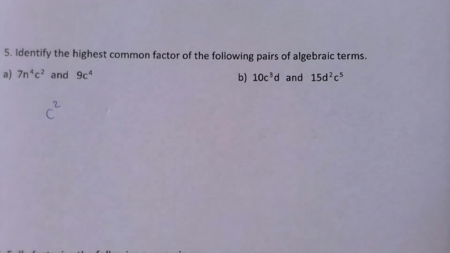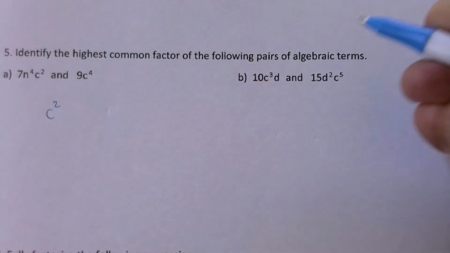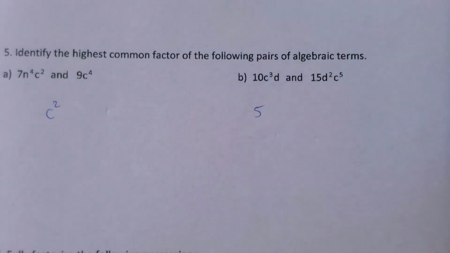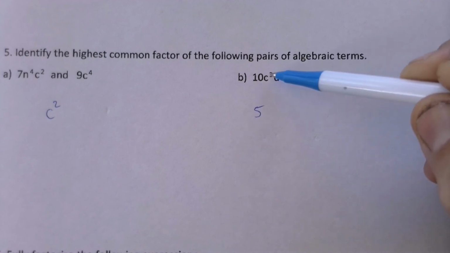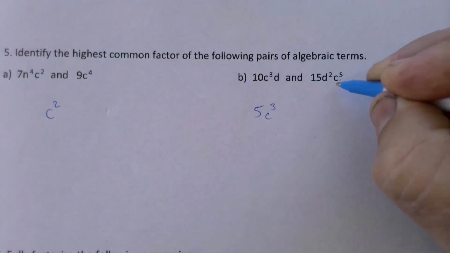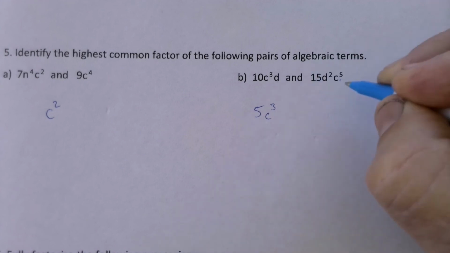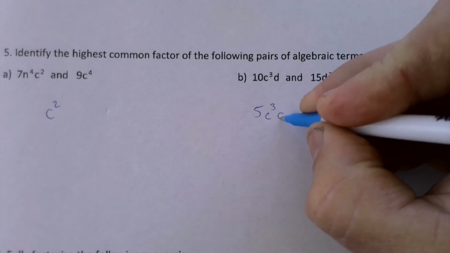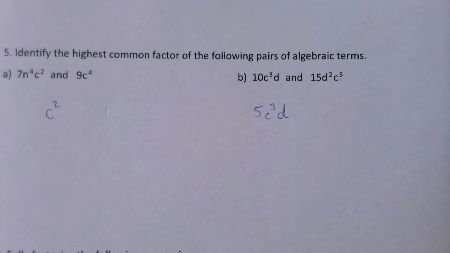Question 5b, we can find more interesting or more common factors in these ones. So I'm looking first of all for a factor that goes into 10 that also goes into 15. So I know that 5 is the case. I've got c's here and I've got c's here. So I'm going to take as many as I can. I've got c to the power of 3, that will go into both of those. And I've got a d and a d squared, so I can also take a d. So they will be my highest common factors.